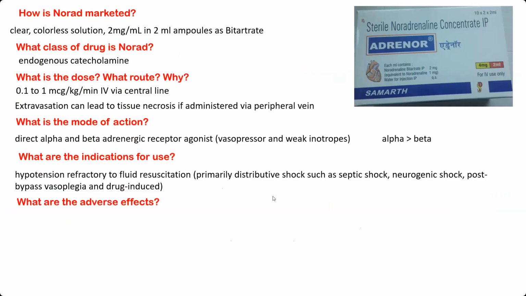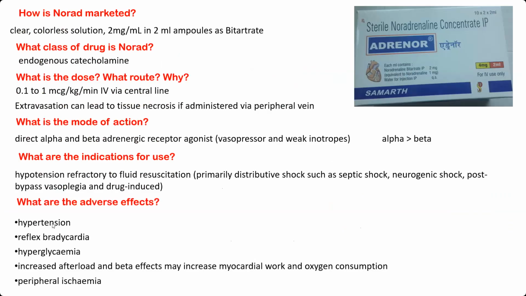What are the adverse effects of this drug? It causes reflex bradycardia, hypertension, increased lactate levels, hyperglycemia, increased afterload, and beta effects if the dosage is too high, causing increased myocardial work and peripheral ischemia. These are all the bad effects of this drug.